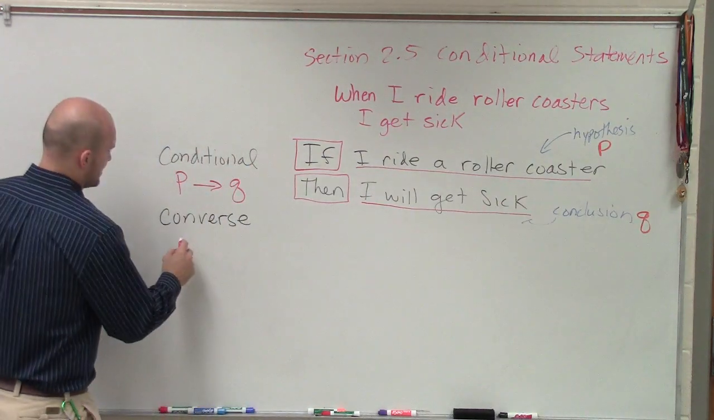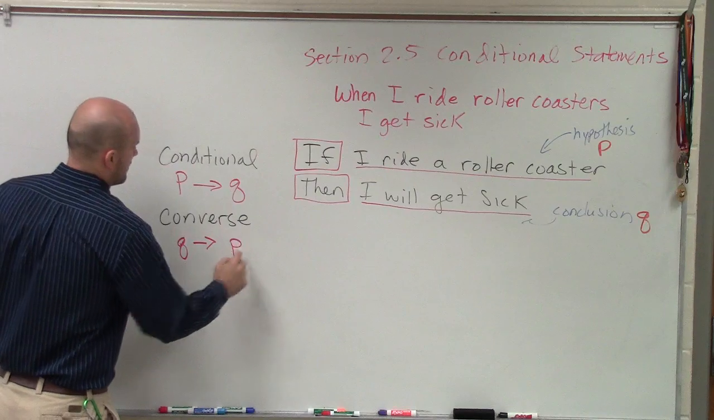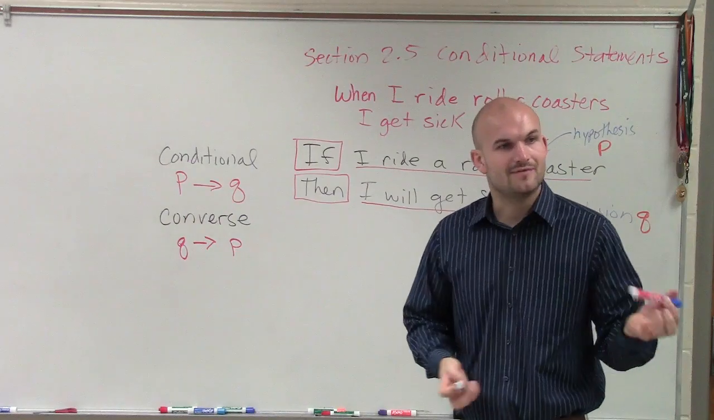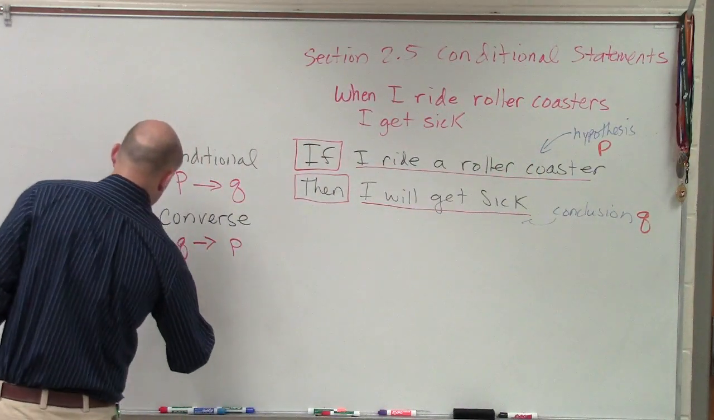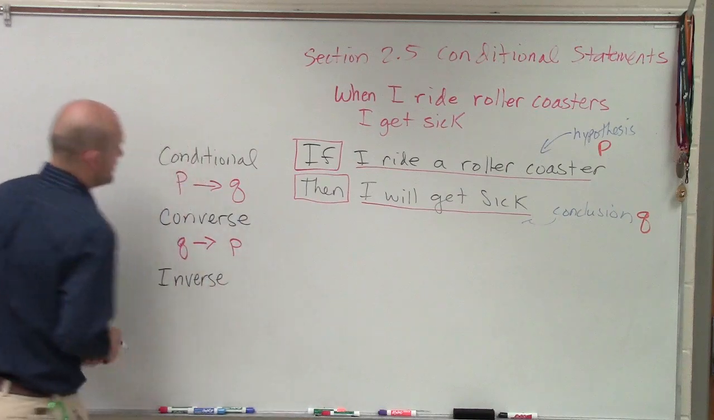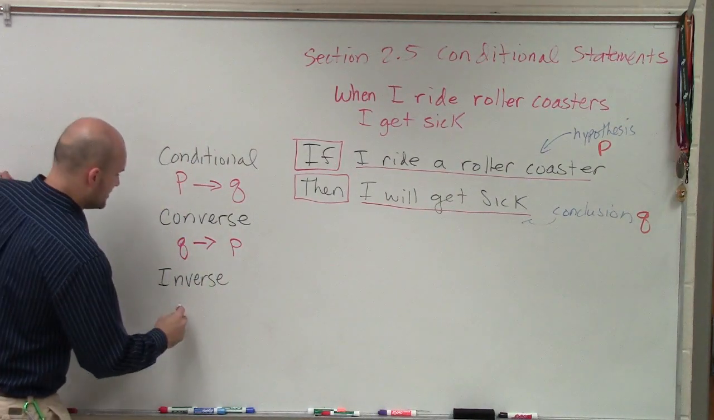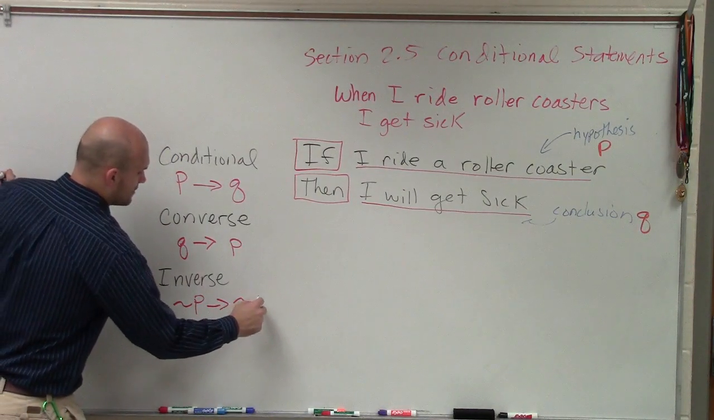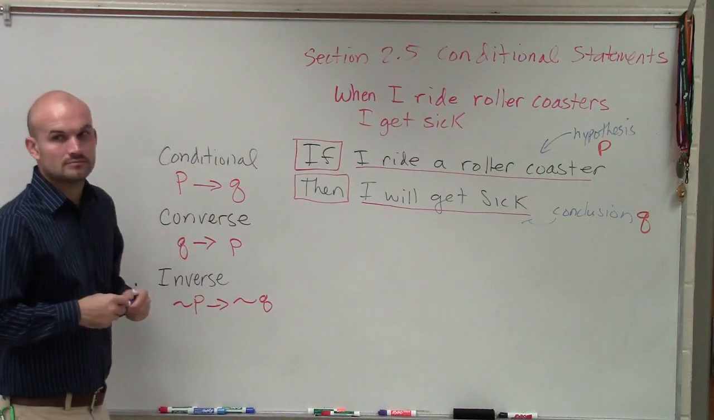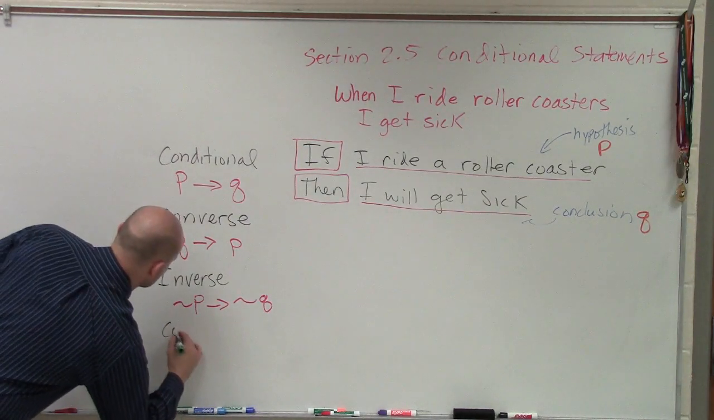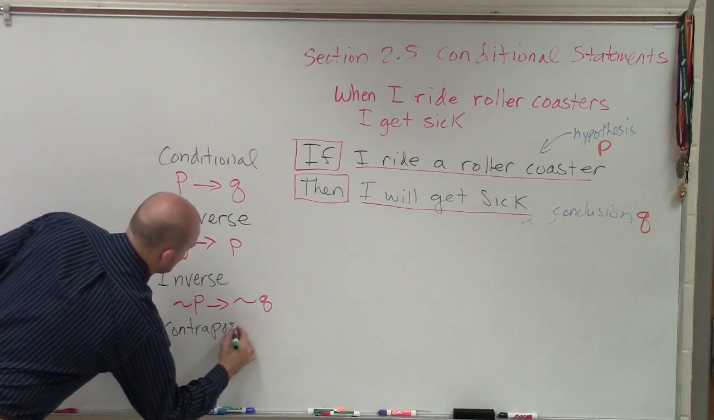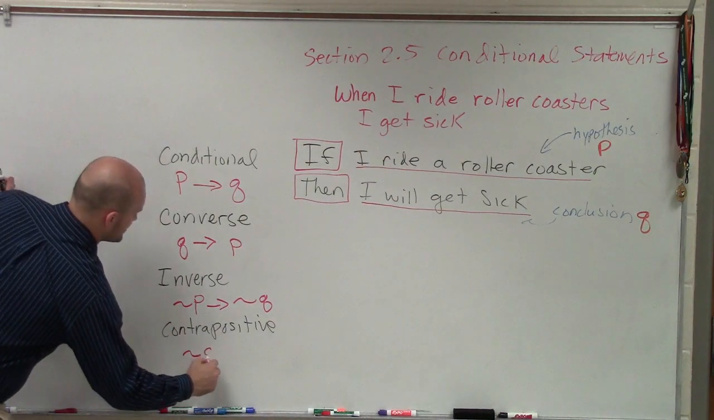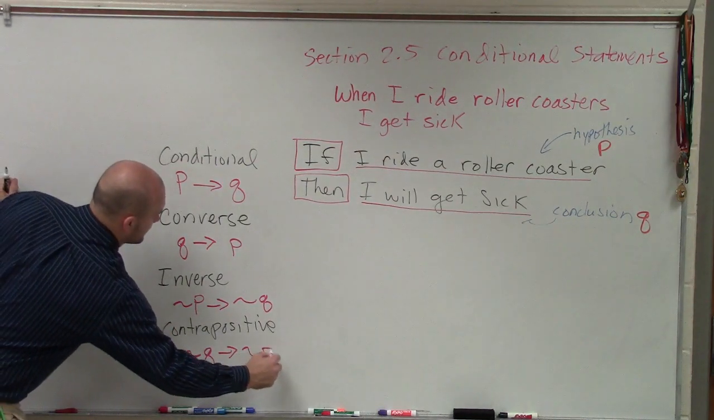And the converse is if Q, then P. Then we have the inverse. The inverse is going to be negation of P. If not P, then not Q. And then the last one we have is the contrapositive. And the contrapositive is if not Q, then not P.